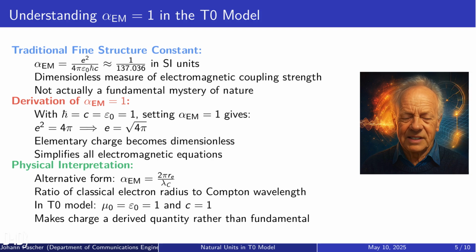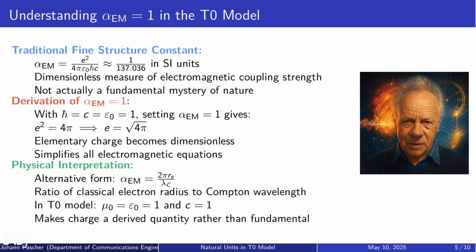The fine structure constant is traditionally expressed as e squared divided by 4 pi epsilon 0 h bar c, approximately 137.036 in SI units. It measures the strength of electromagnetic coupling and is often mischaracterized as a fundamental mystery of nature. In the T0 model, we set the fine structure constant to exactly 1. With h bar, c, and epsilon 0 already equal to 1, this means e squared equals 4 pi, making the elementary charge equal to the square root of 4 pi, approximately 3.544. This makes charge dimensionless and simplifies all electromagnetic equations.